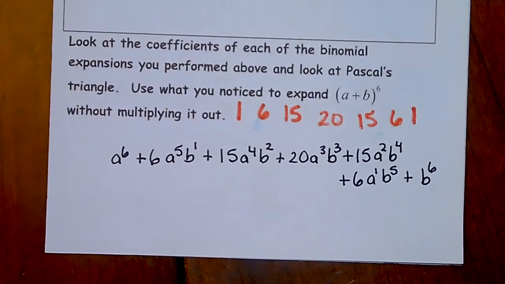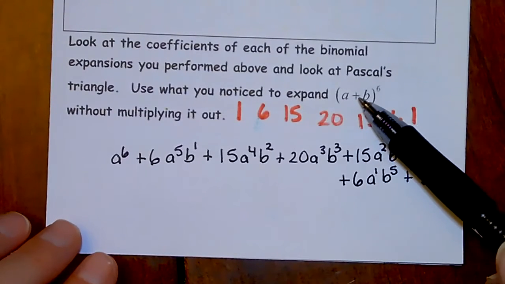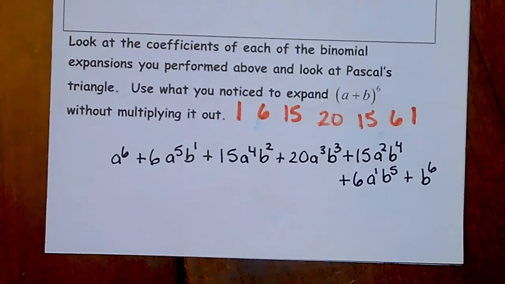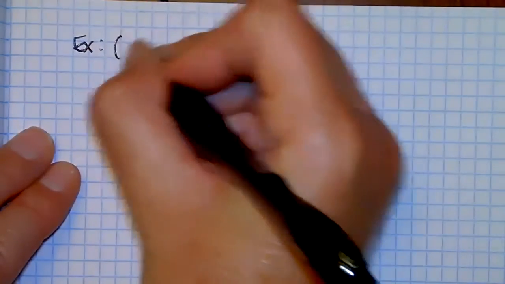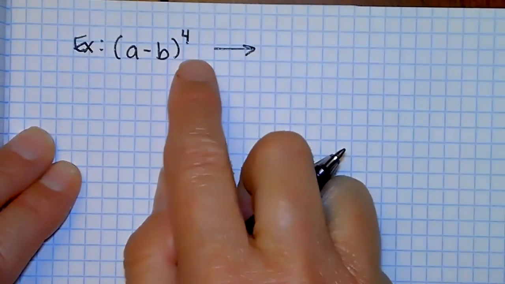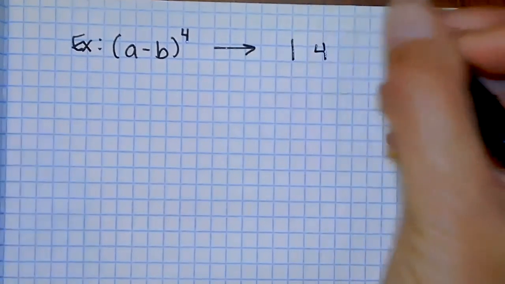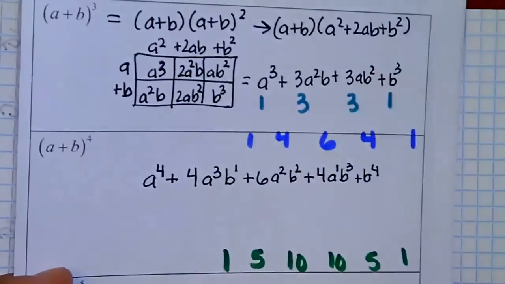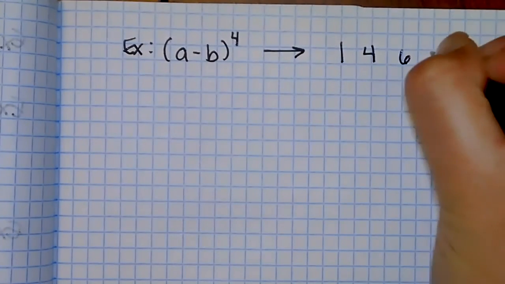So now I'm going to switch to my composition book and try an example where maybe it has a minus here and where maybe we have something else besides an A and a B. So for example, let's say I have A minus B to the 4th. So the row I'm going to be doing is the row that's 1, 4. If you cannot remember what that is, you can always refer back here. 1, 4, 6, 4, 1.